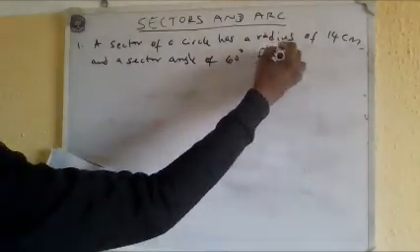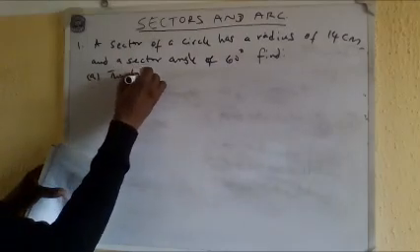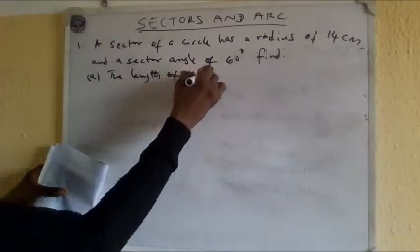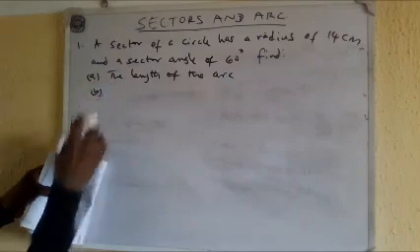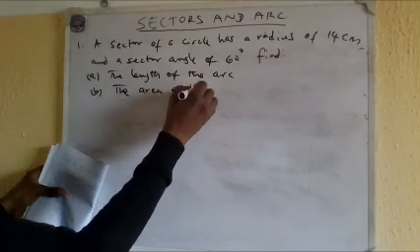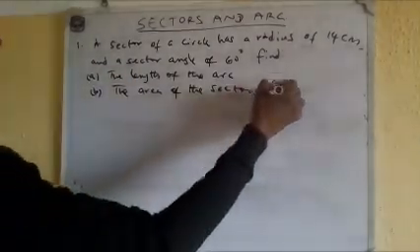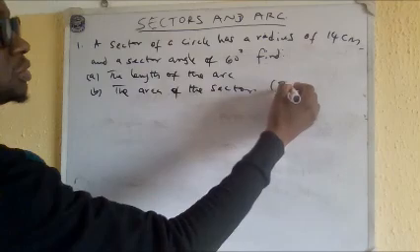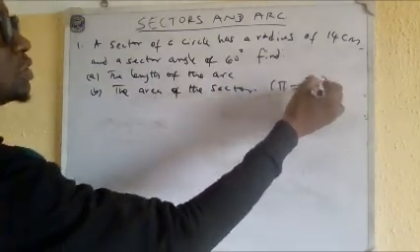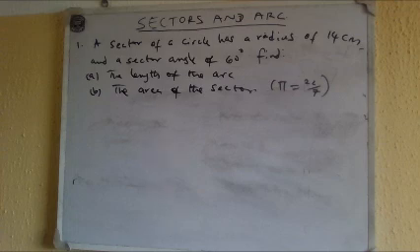Find A, the length of the arc, and B, the area of the sector. Okay, so let's take pi as 22/7. Pi is equal to 22/7. The sector of a circle has a radius of 14 cm and a sector angle of 60 degrees. Find the length of arc.